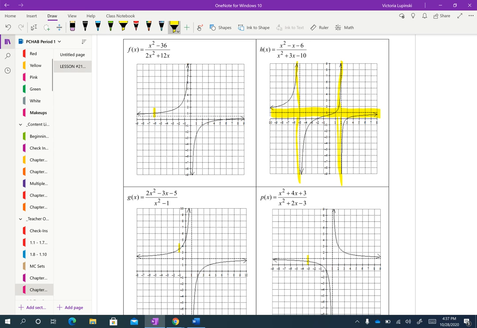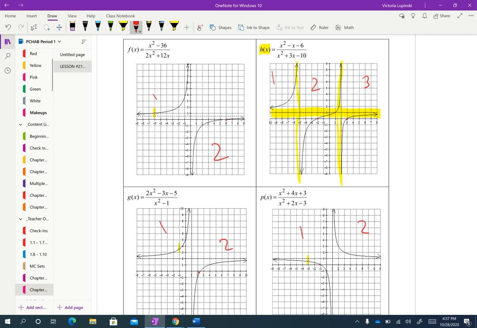Notice that again in h of x, there are 1, 2, 3 pieces to the graph, whereas in all the other cases, there are only 2 pieces. And finally, notice that again for h of x, there are 2 different places where the graph crosses the x-axis. Those are, of course, the zeros. Compare that to the other functions where they all have just 1 each. So good that you're kind of getting used to what the graphs look like.